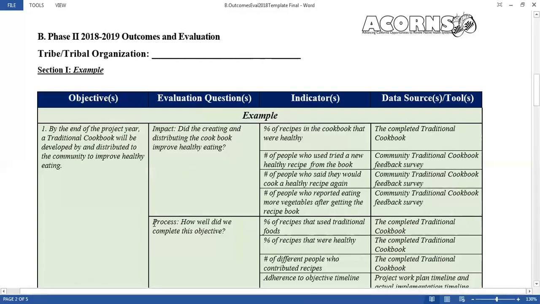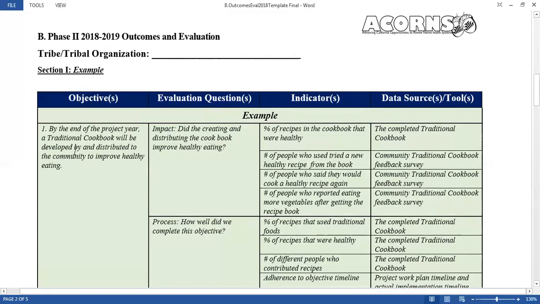So the other type of evaluation question, like we mentioned, was a process evaluation. So what was our process like? How well did we complete this objective? So again, I came up with some sample indicators, and I'm using my objective to help me develop what indicators I want. And again, that's why making a SMART, specific objective is so important, because you really use that to guide so many things in your project.